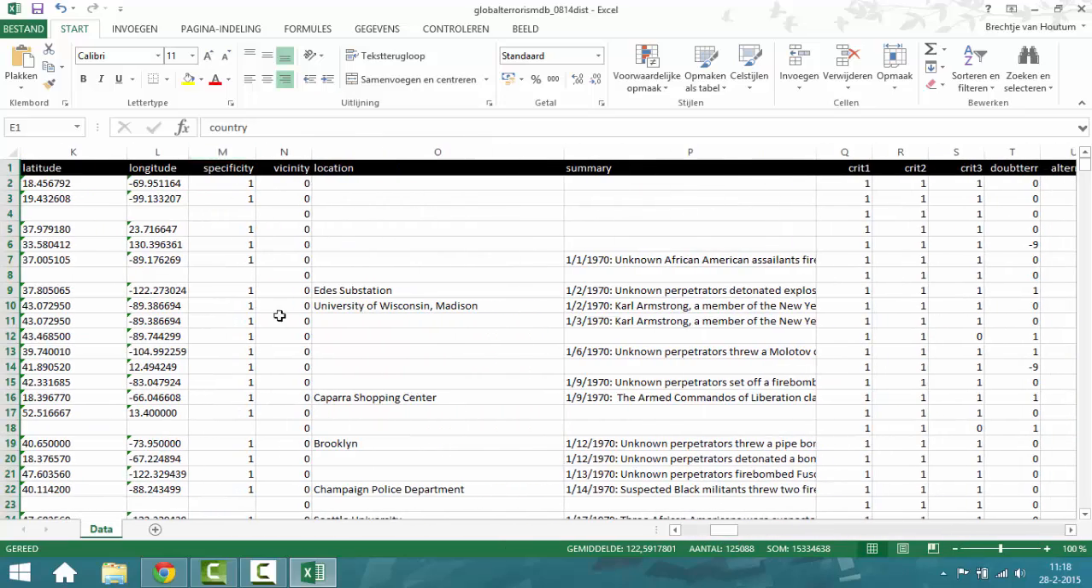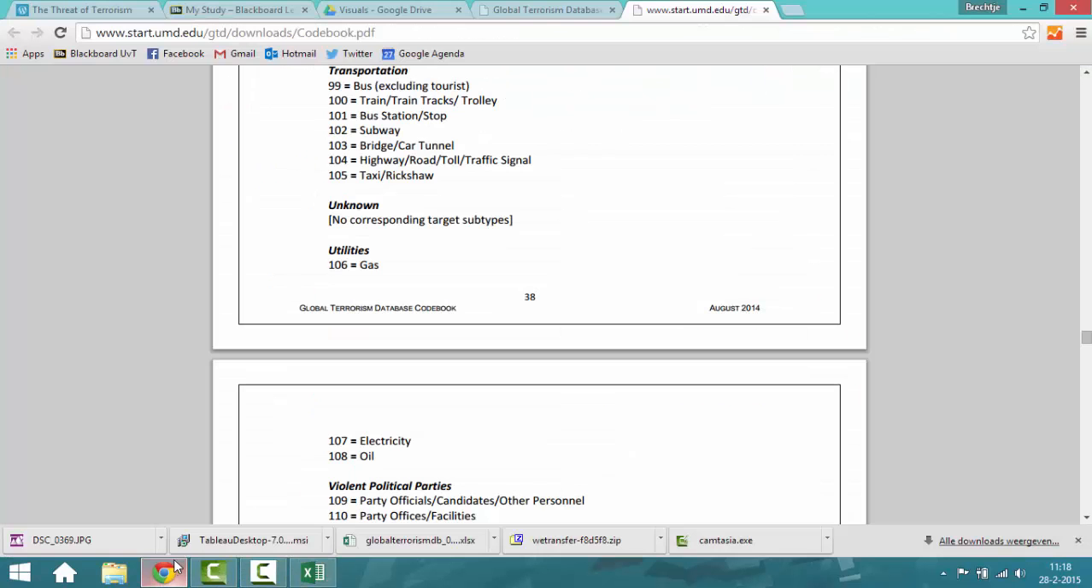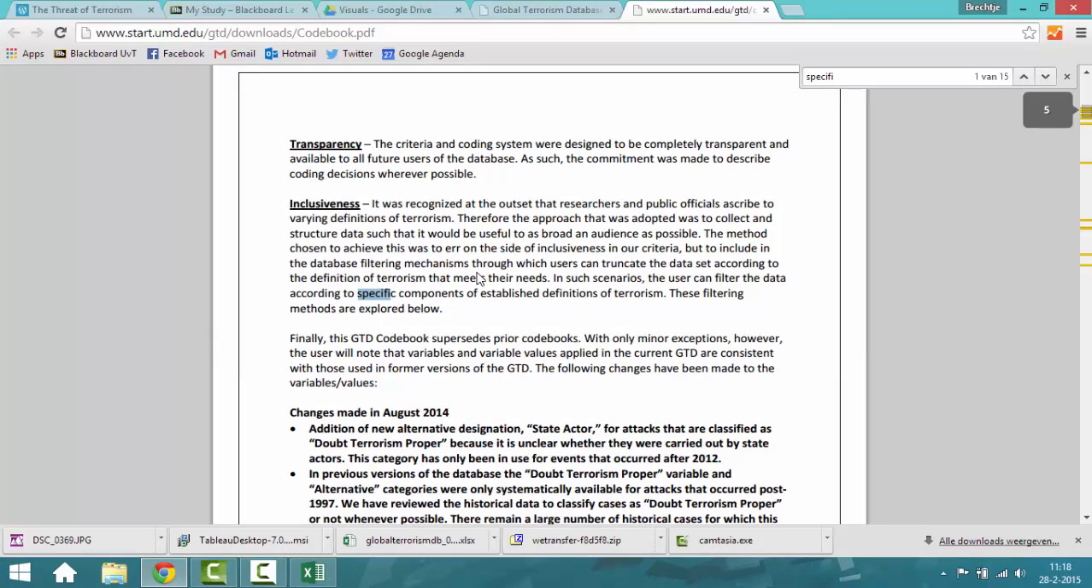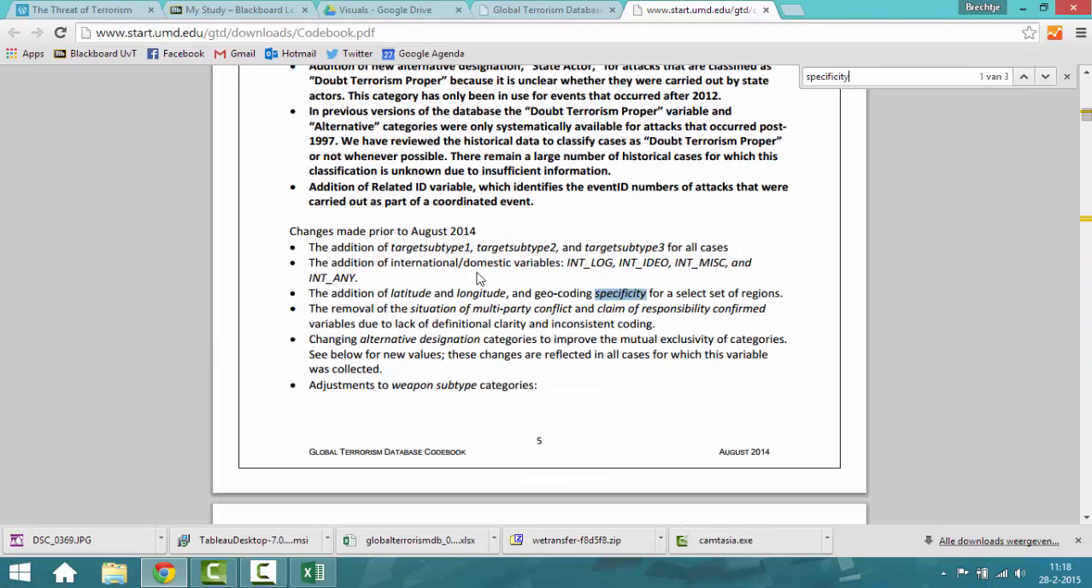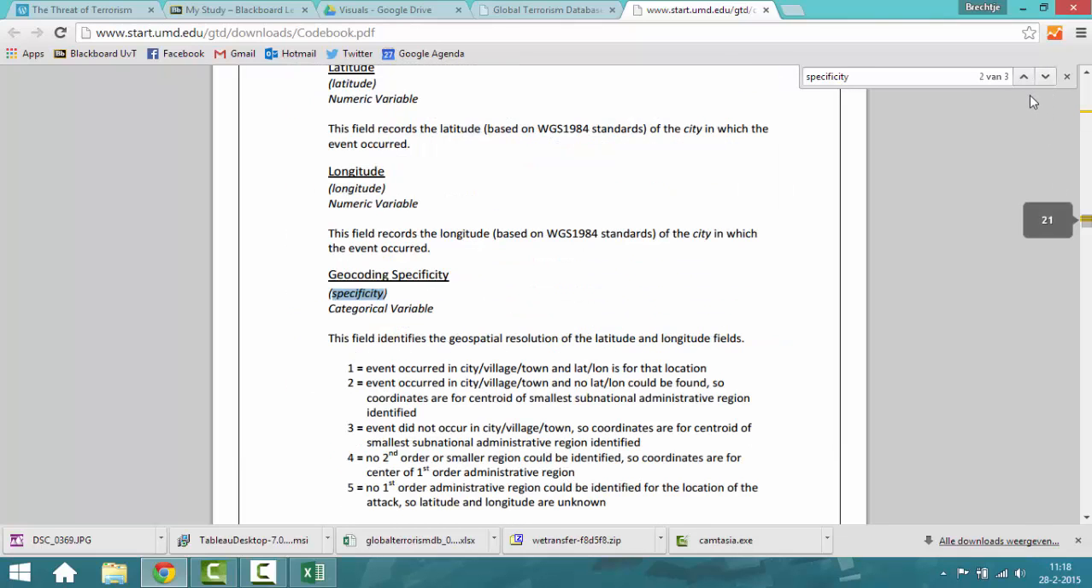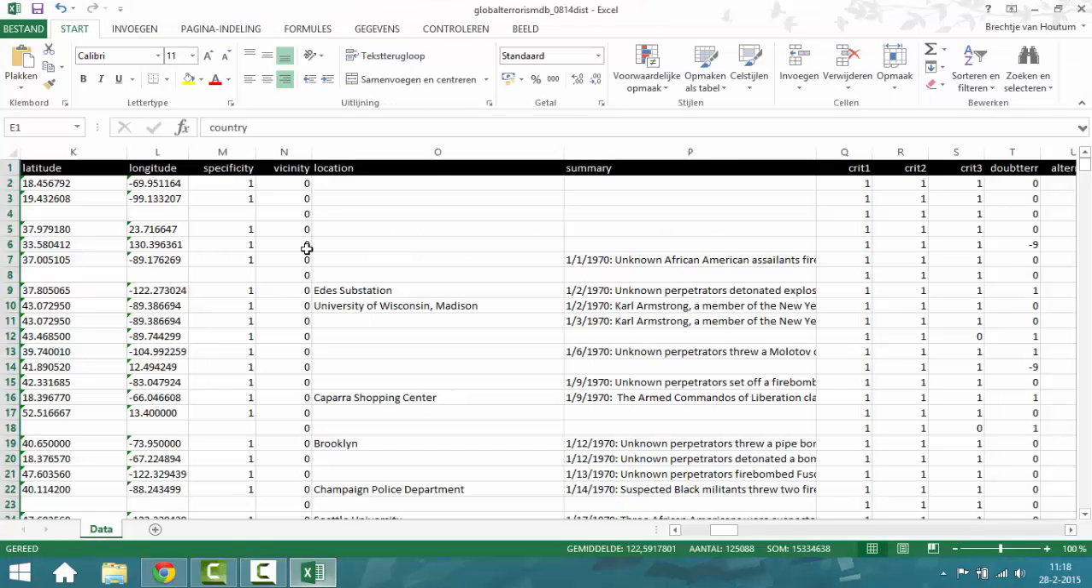So if we want to find out what specificity is, we look in the code book. And see that this means that it occurred in the city or near the city. So we probably don't need that. We need the exact location.